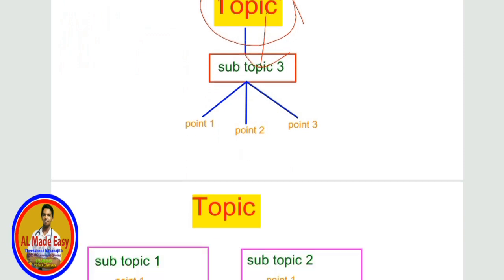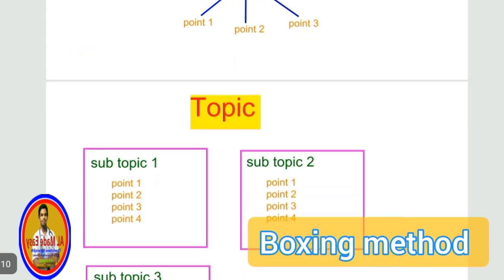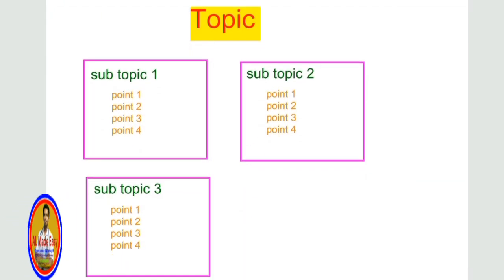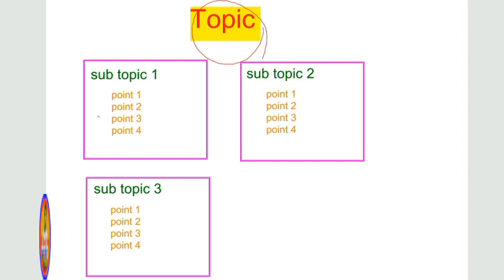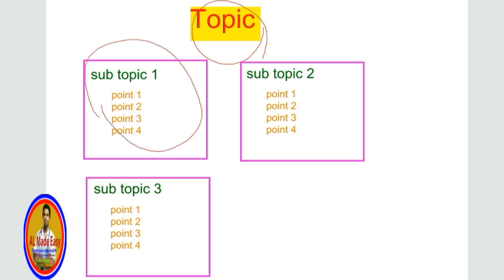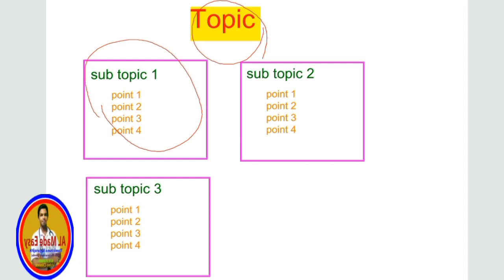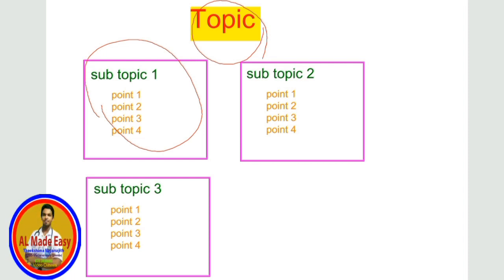Then we will move on to our fourth method, that is boxing. The structure is as follows. Topic is in the middle of the top and subtopics and points related to them are organized in separate boxes. You can see I have used color codes as well.